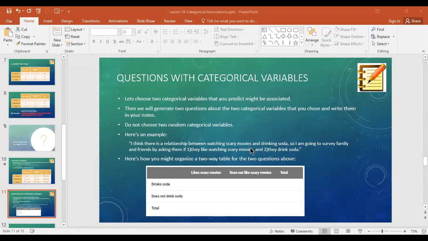The two questions I'm going to ask about these two variables, okay? So it continues. So I'm going to survey family and friends by asking them, first question, okay, do you like watching scary movies, right? So they're asking them, do you like watching scary movies? Second question, do you drink soda?